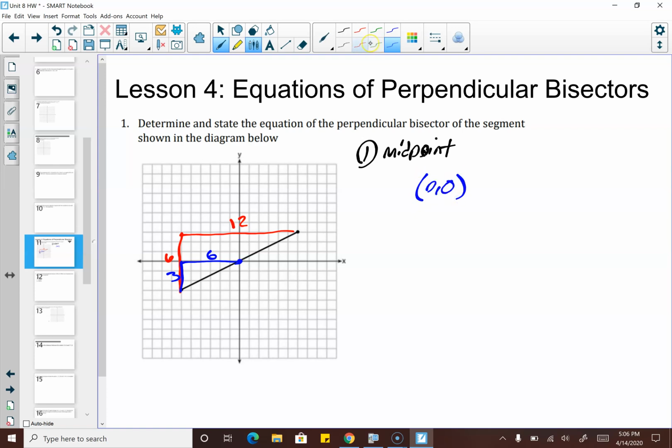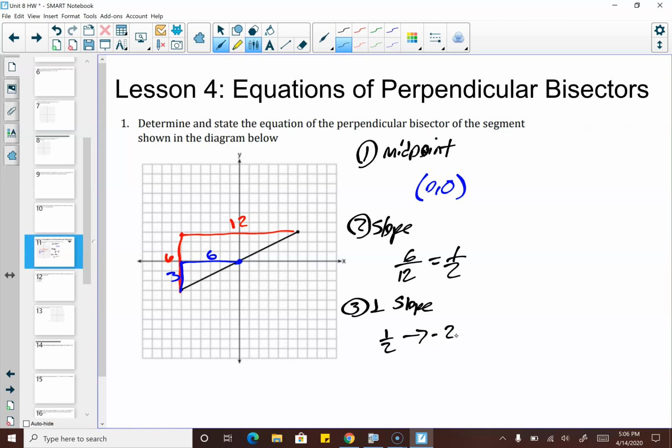Okay. The next thing we're going to do is we want to find our slope. Well, we basically did that already. 6 over 12, which simplifies to 1/2. Then we need to find our perpendicular slope. So 1/2 turns to -2 over 1, or just -2. And then the last piece is to write our equation.